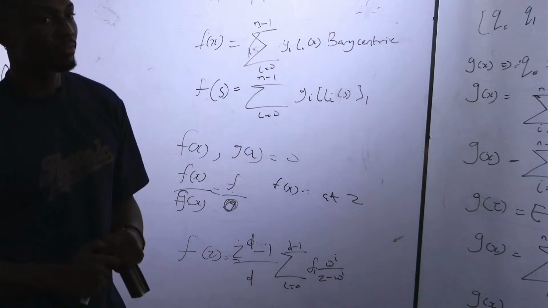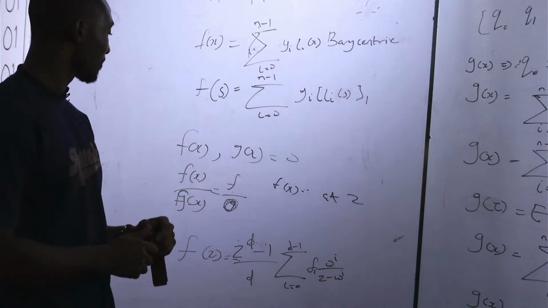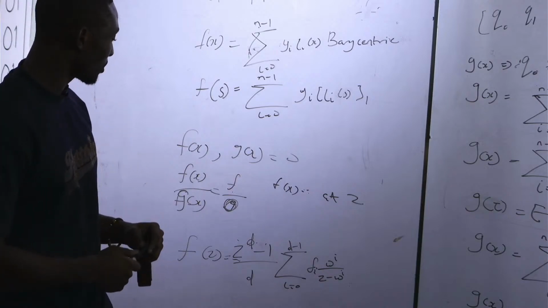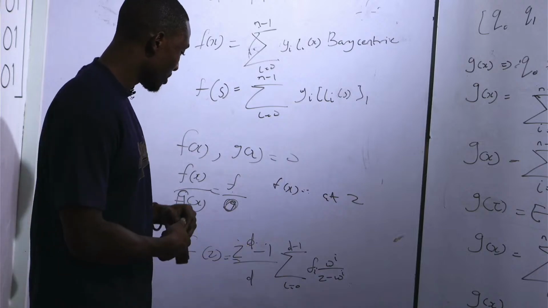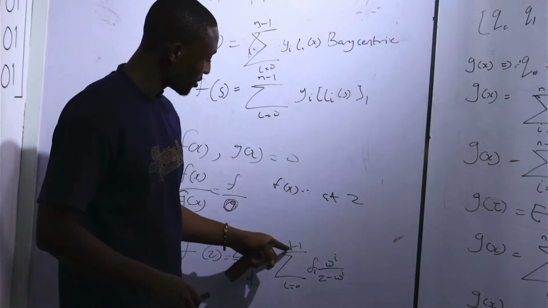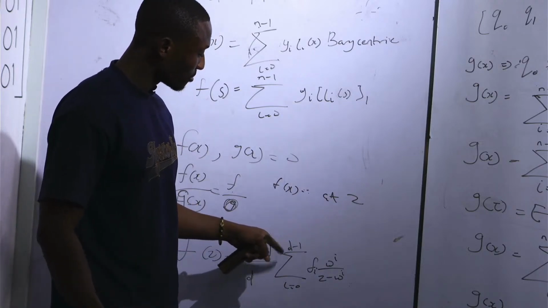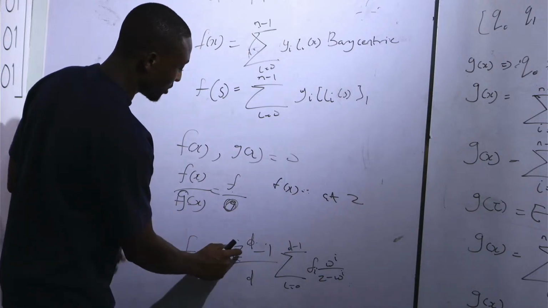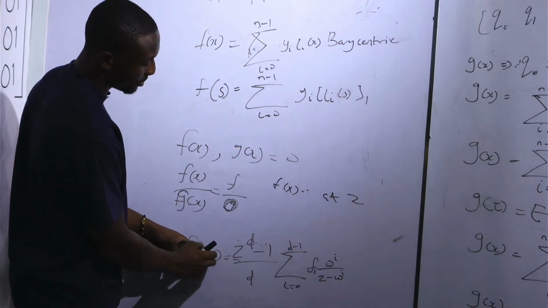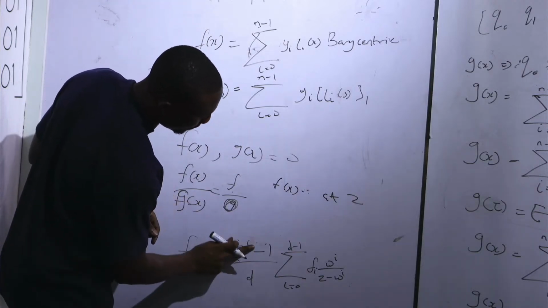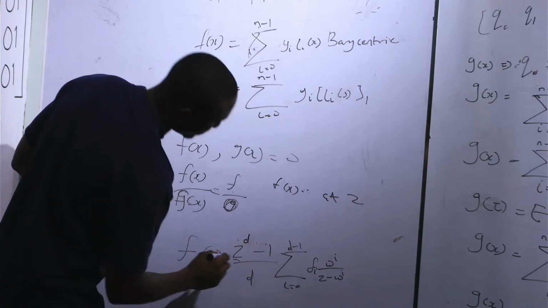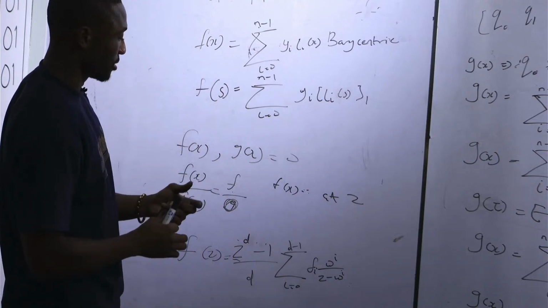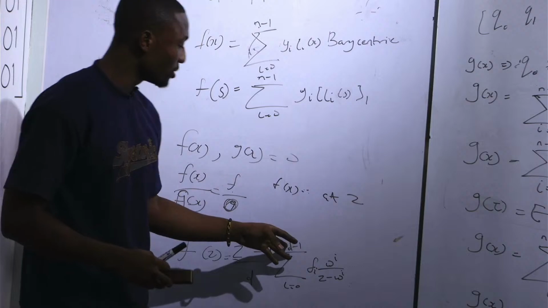What is z to the power of 5 in this case? This z is the value we want to evaluate now. The power of what? Oh, it's not 5, it's d. d will be the degree of the polynomial.